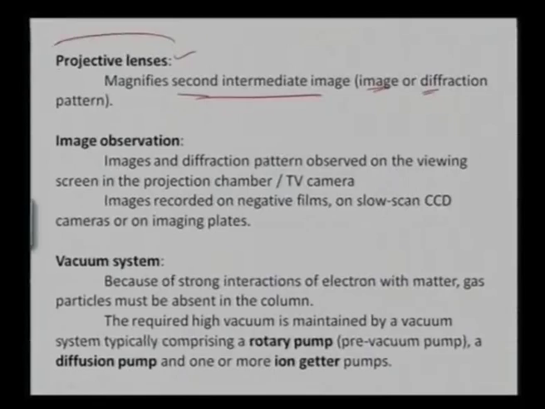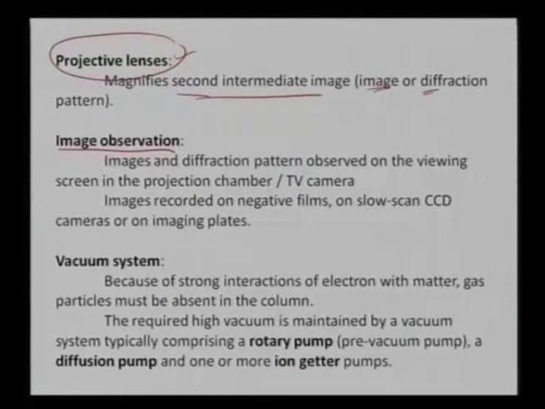And so projective lenses help in the magnification of the second intermediate image. Once I have formed my image and magnified it, I also need to see the image, because I can't see the electrons. So I need to see how the electrons have interacted with the material.